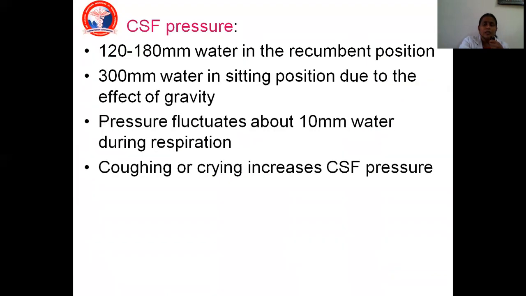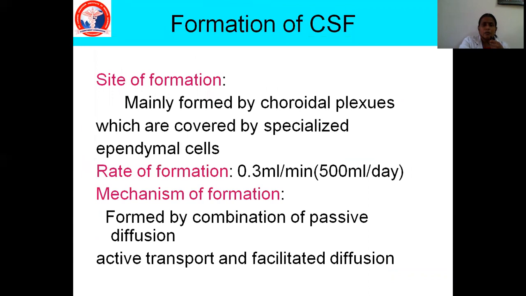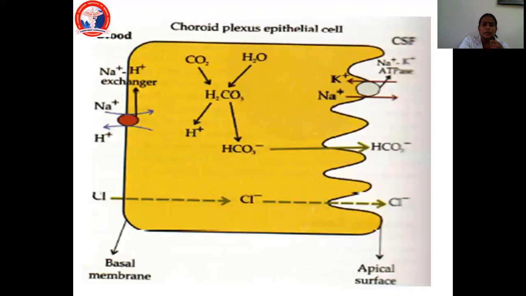CSF pressure is 120 to 180 millimeters of water in the recumbent position and 300 millimeters of water in the sitting position. The pressure fluctuates about 10 millimeters of water during respiration, and it increases during coughing and crying. For formation, it is mainly formed in the choroid plexuses by a combination of passive diffusion, active transport, and facilitated diffusion. The rate of formation is 0.3 ml per minute or 500 ml per day. This picture explains how the ions are transported into the CSF.